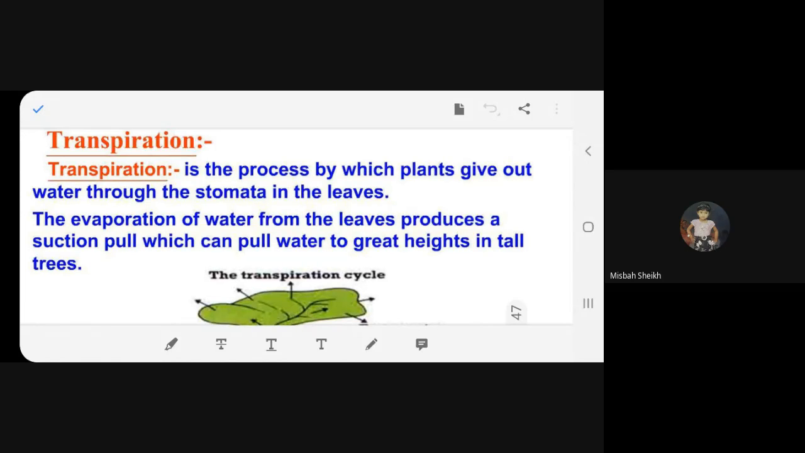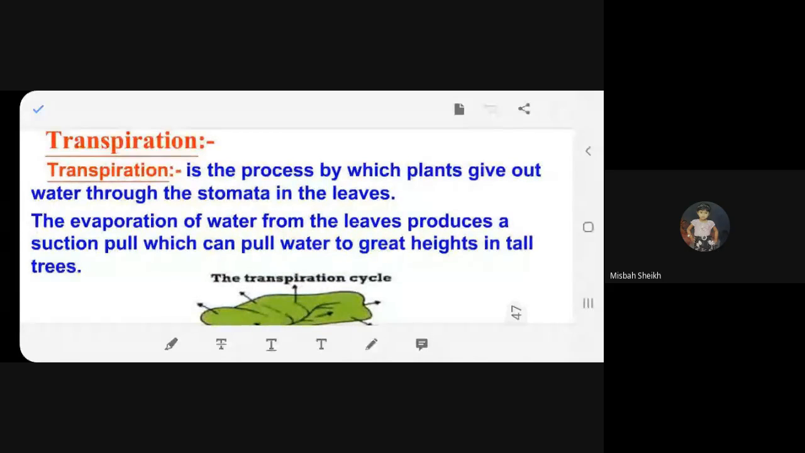Transpiration is the process by which plants give up water through the stomata in the leaves. The evaporation of water from the leaves produces a suction pull which can pull water to great heights in tall trees.